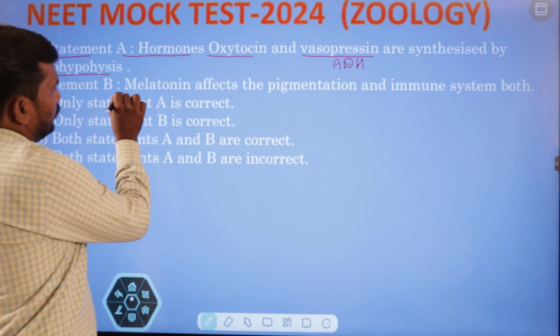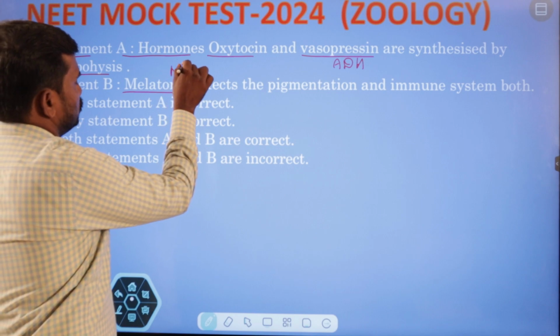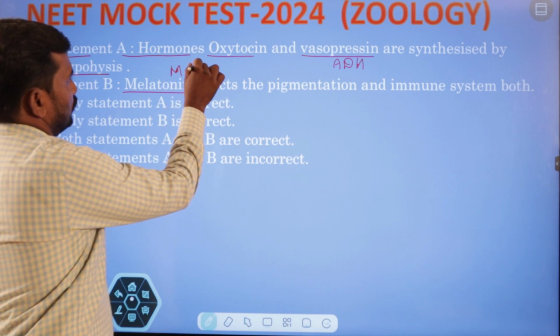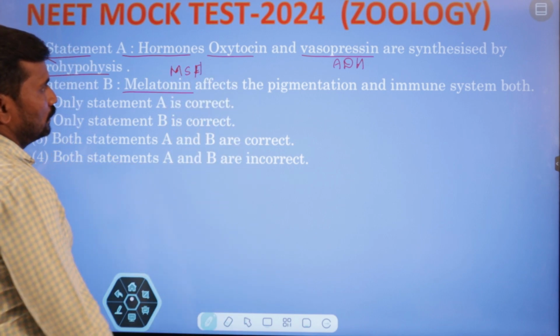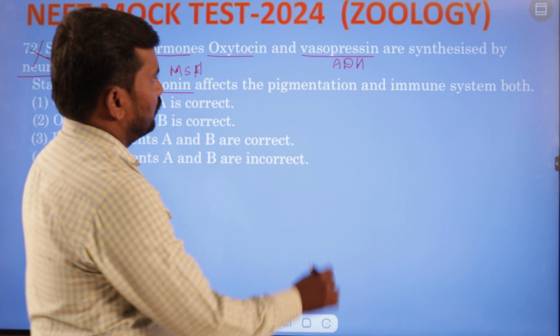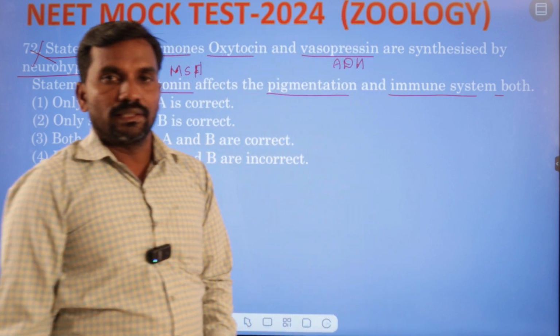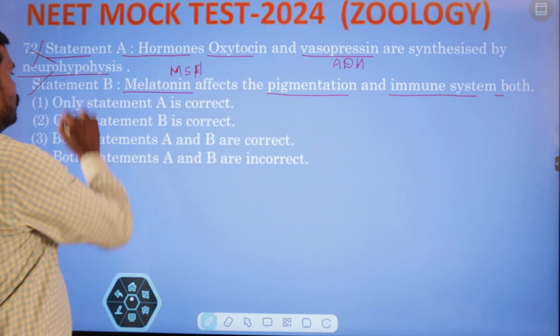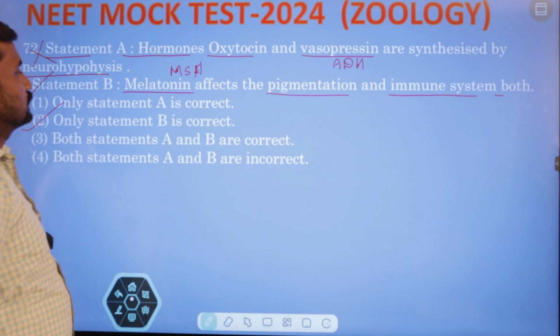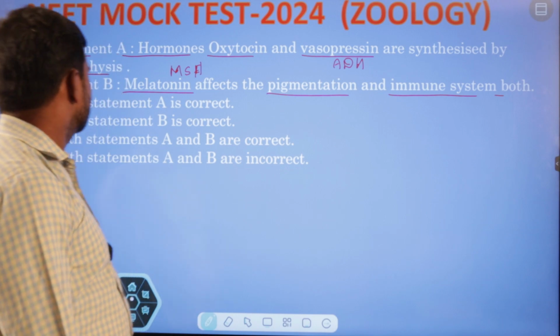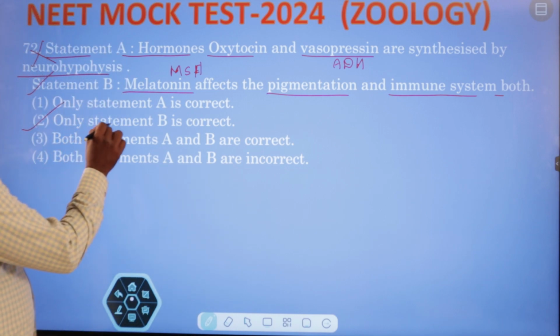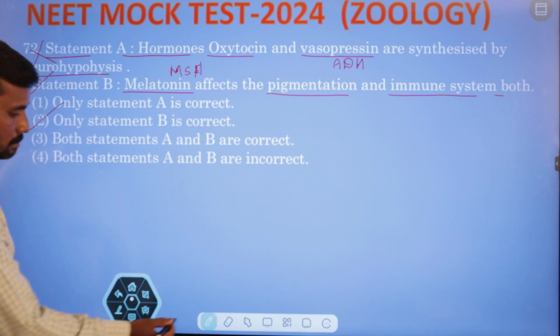But you know very well MSH, melanocyte stimulating hormone, is going to synthesize the hormone melatonin, affecting pigmentation as well as the immune system and sleep-wake cycles. This is the correct statement. So only B is the correct answer. A is the incorrect answer. So the answer is only statement B is correct.